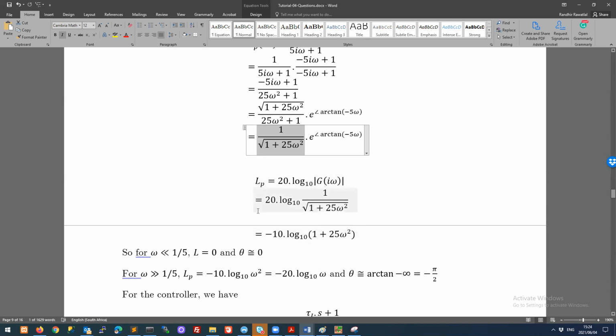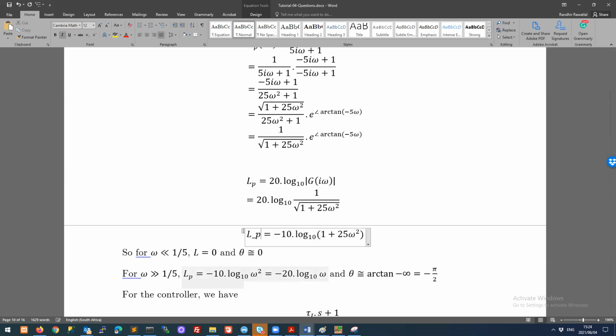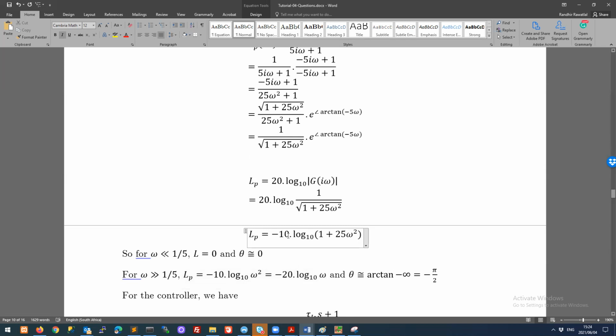Right, and then you look at this equation, and you can say, well, I can think about the two asymptotes here. So if my omega is much less than 1 over 5, then this number will be close to 0. And so this becomes log of 1. So for very low values of omega, L equals 0, right? Log of 1 is 0, so L is 0 there.